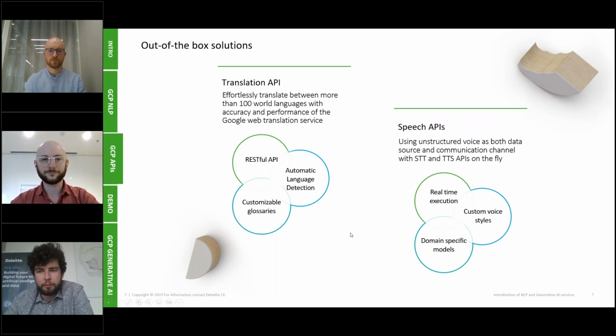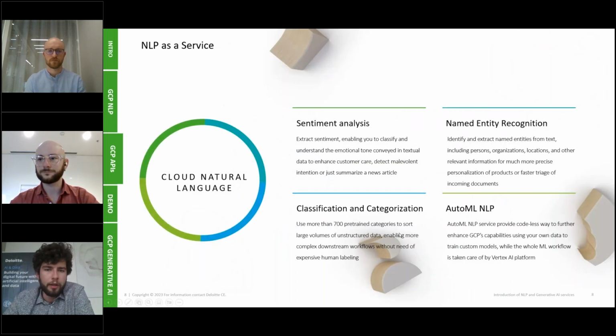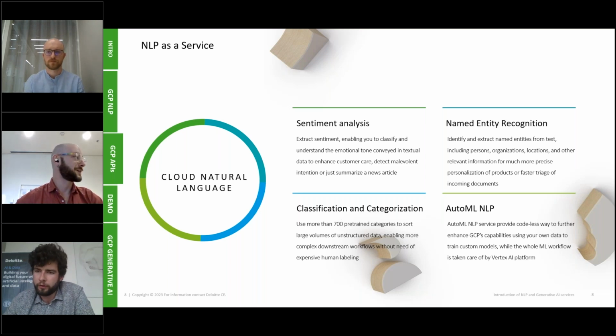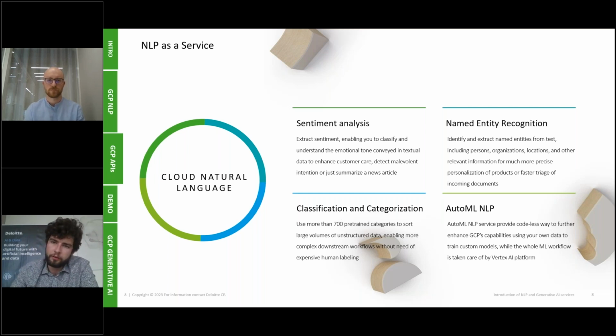So those are the basic APIs that you can use out of the box without any domain knowledge, I'd say. One step further is the cloud native language service. Brandon already mentioned that you can access all those powerful NLP functions in GCP. You can perform sentiment analysis, that's extracting the nature of the conversation, how it flows, and assessing whether it's in a positive or negative manner. Again, a perfect use case for call centers.